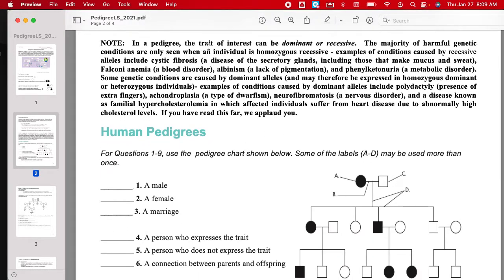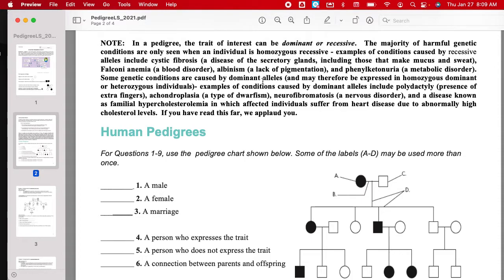Note: in a pedigree, the trait of interest can be dominant or recessive. The majority of harmful genetic conditions are only seen when an individual is homozygous recessive. Examples of conditions caused by recessive alleles include cystic fibrosis, a disease of the secretory glands, including those that make mucus and sweat; Fanconi anemia, a blood disorder; albinism, a lack of pigmentation; and phenylketonuria, not sure if I said that right, a metabolic disorder.